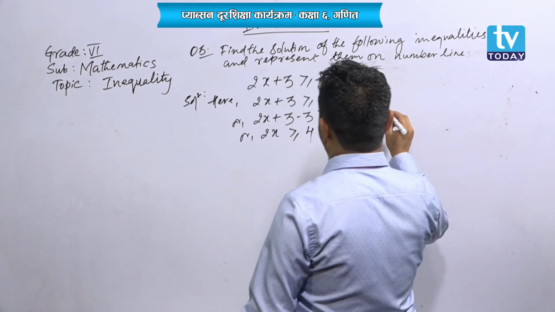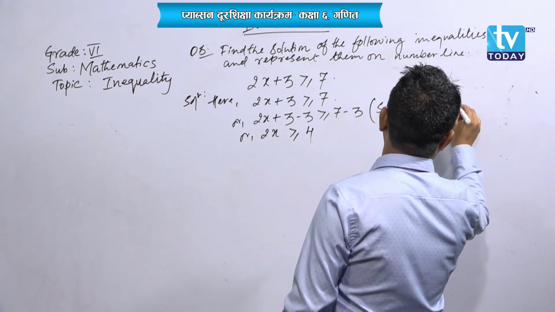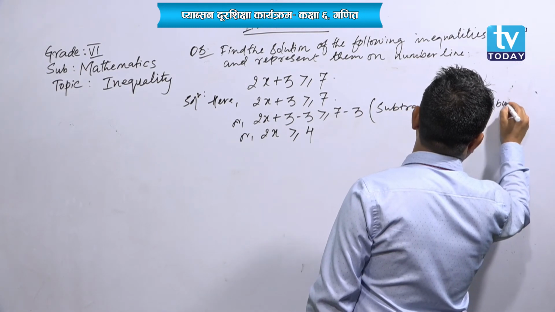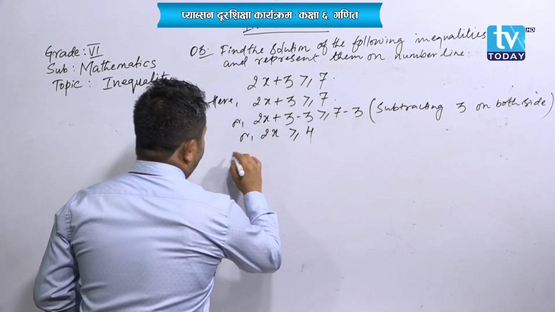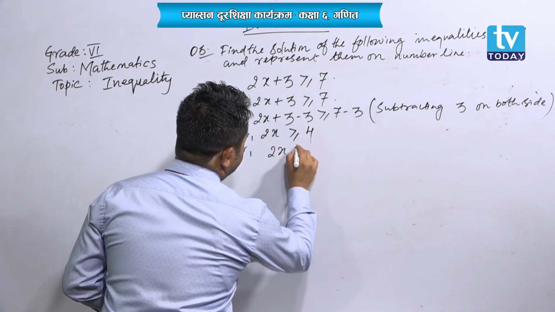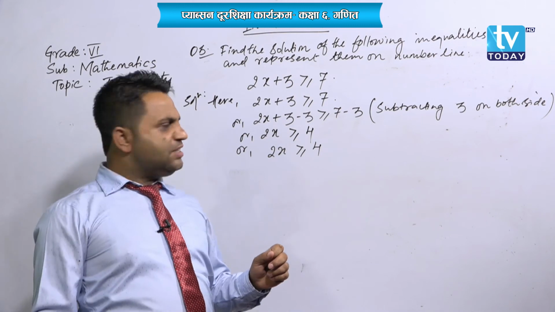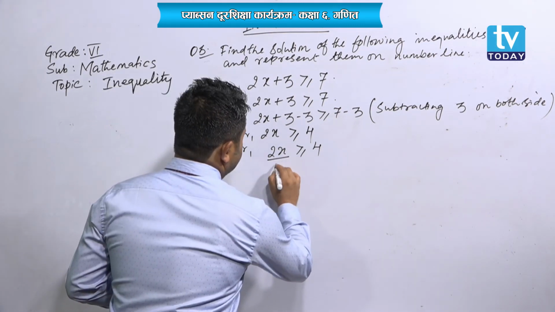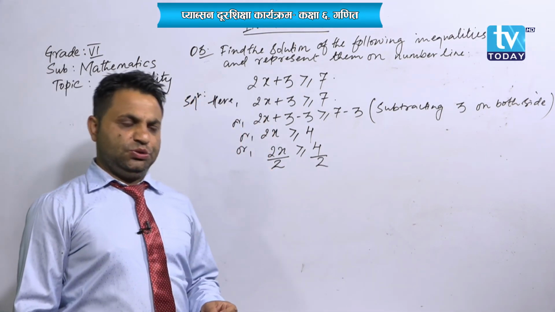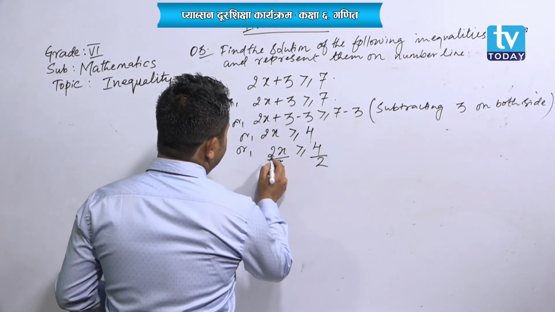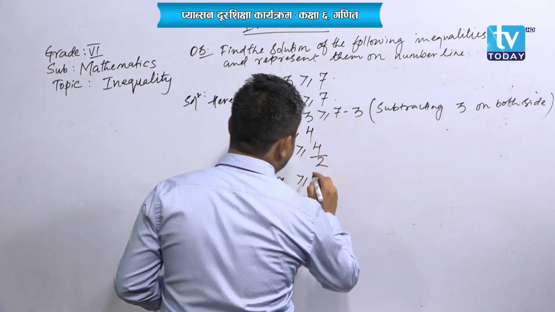You can write the result also, subtracting 3 on both sides: 2x greater than equals to 4. Our intention is to find the solution for x. That means dividing by 2. The coefficient of x is 2, so we are dividing by 2. Then you can cancel this 2. So x greater than equals to 4 divided by 2, which is 2.